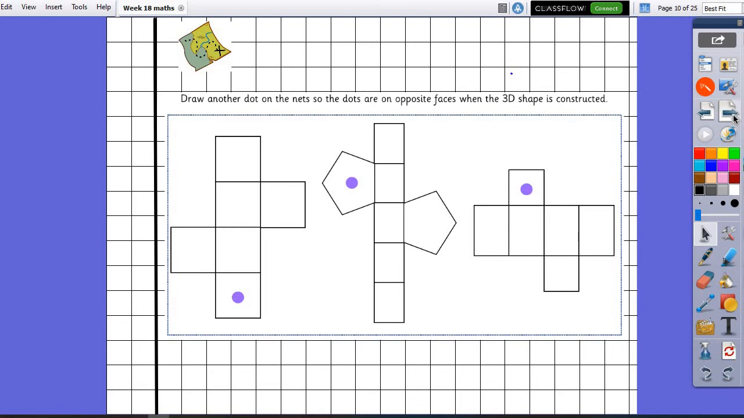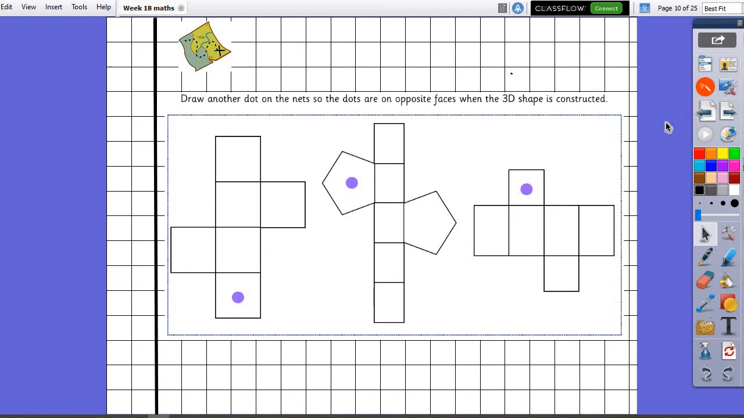So here, this is a sort of challenge today. So draw another dot on the net so that the dots are on opposite faces when the 3D shape is constructed, okay? Now this is really quite tricky, okay, because it's not just drawing it on the opposite side. It says draw another dot on the net so that the dots are on opposite faces when the 3D shape is constructed, okay? So opposite faces. So thinking about if you were to fold it, okay, and see it that way, all right? So have a go, see what you can do.